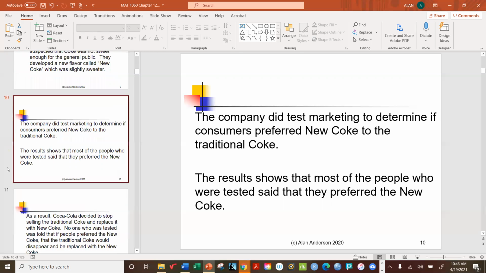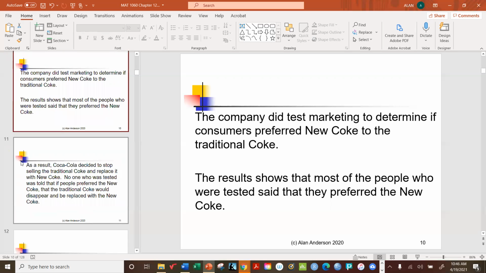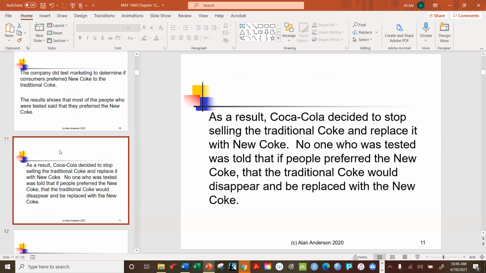So what went wrong? Well, here's what happened. Without telling anybody what their plans were, what they did was, rather than adding new Coke to their existing product lines, they went out and they replaced the traditional Coke with the new Coke. In other words, they pulled all the traditional Coke off the shelves, and all of a sudden, it only became possible to buy new Coke.